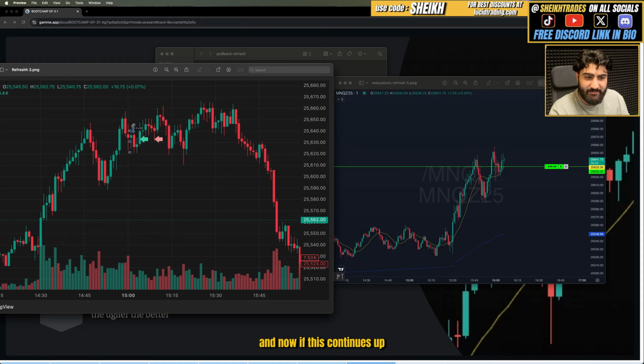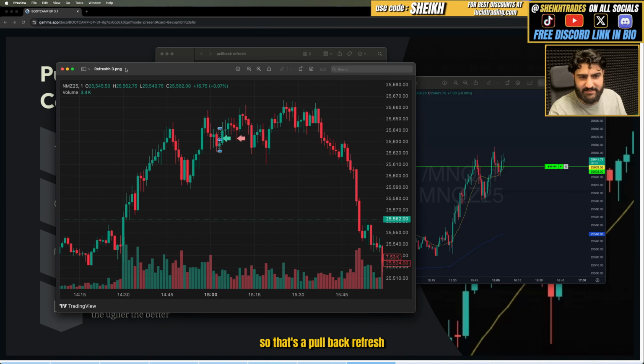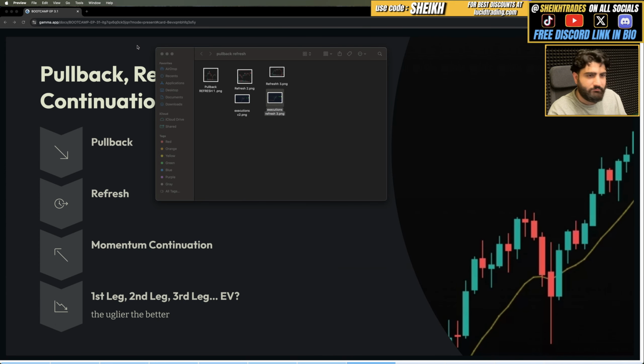And now, if this continues up, that's a momentum continuation. Very normal pullback that you guys already know. But it fills it. Just because it does this red candle doesn't mean I go short. I like that. Holds it, refreshes, and then we go long. Very easy. So that's a pullback refresh. Study them.